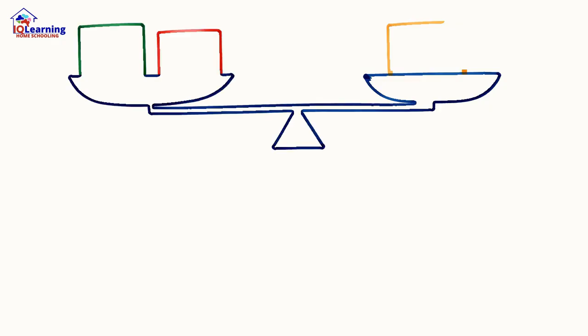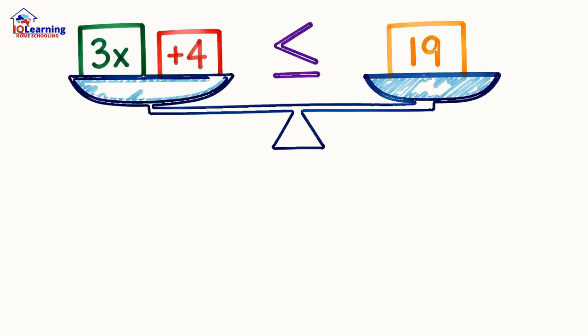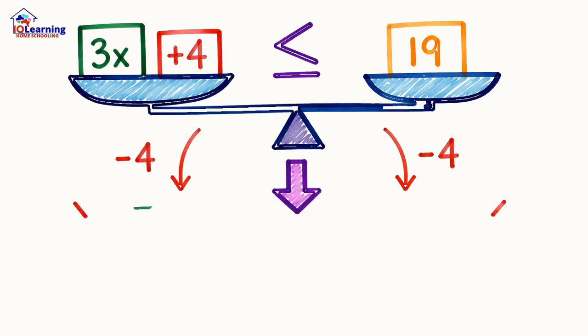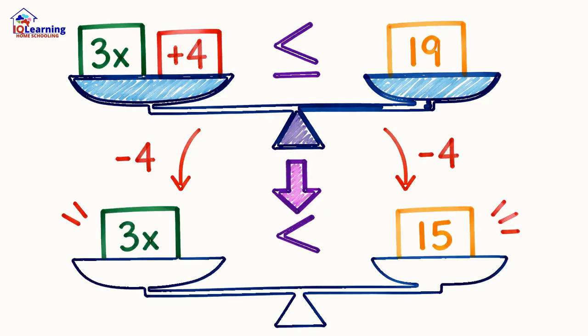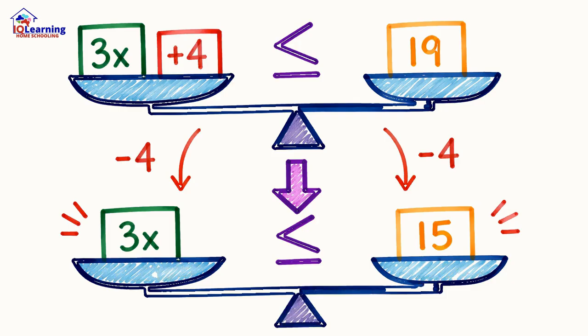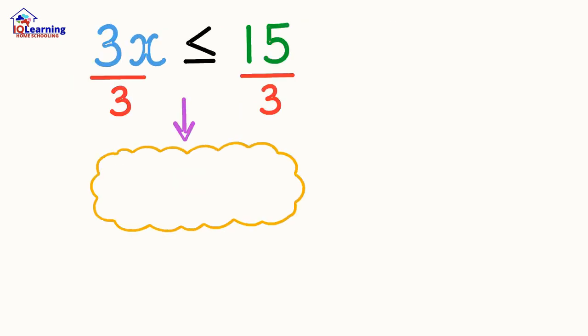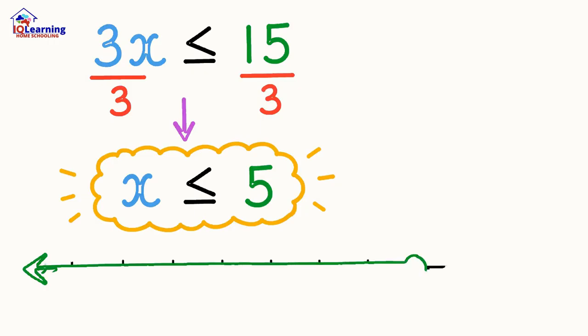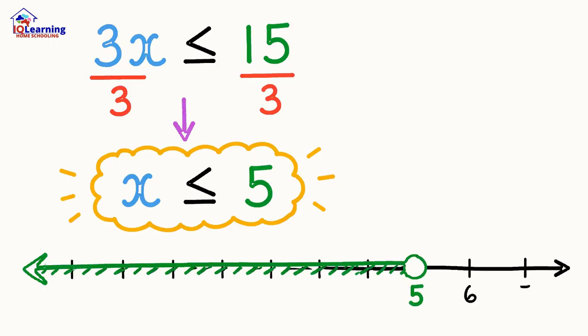Take 3x plus 4 less than or equal to 19. You balance it just like an equation. Subtract 4 from both sides to get 3x less than or equal to 15. Then divide by 3. The answer? x less than or equal to 5. All numbers 5 and smaller are solutions.